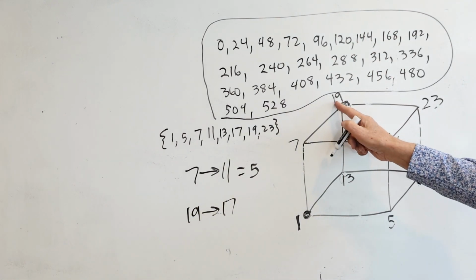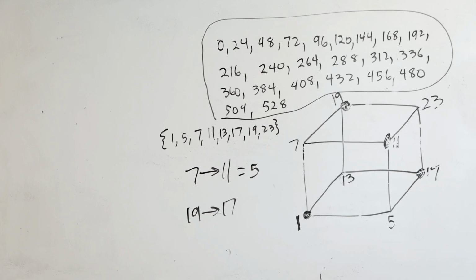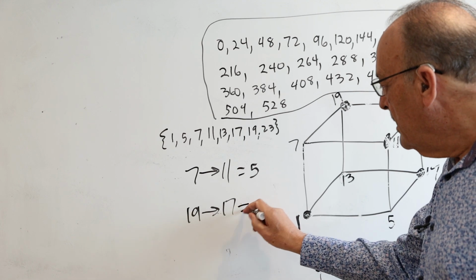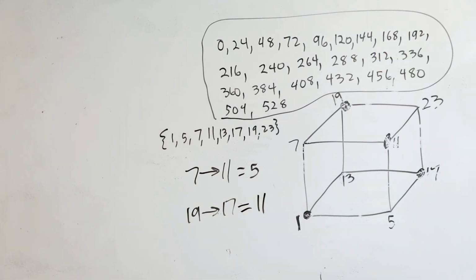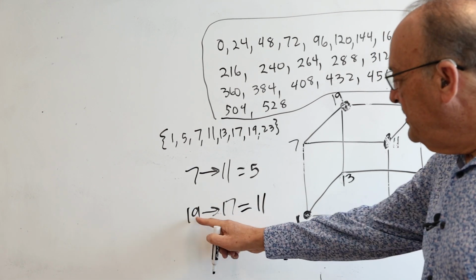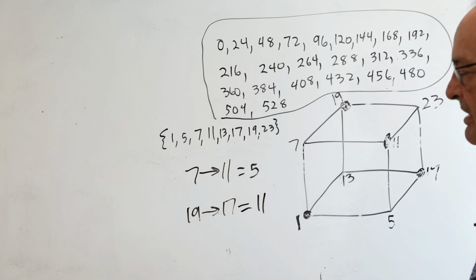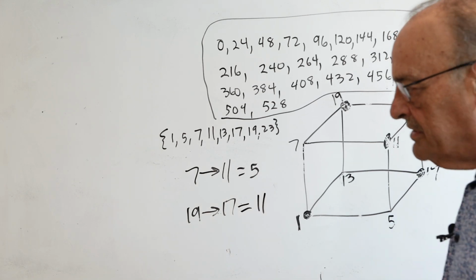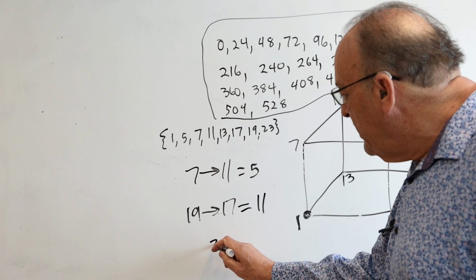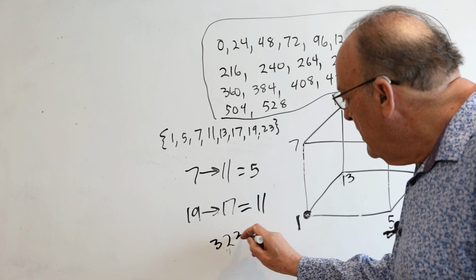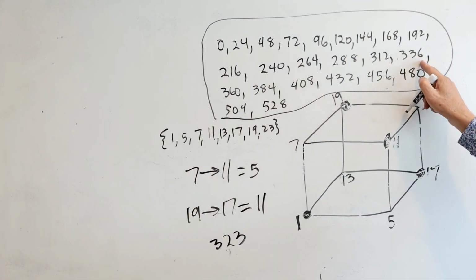If I'm at 19 and you tell me to go to 17, it looks like that's a crisscross. We have this crisscrossing, so that's going to be 11. Okay? Let's go ahead and check that one. 19 times 17 is going to be 1 less than 18 squared, so it's 1 less than 324. It's 323. So go down to 323.